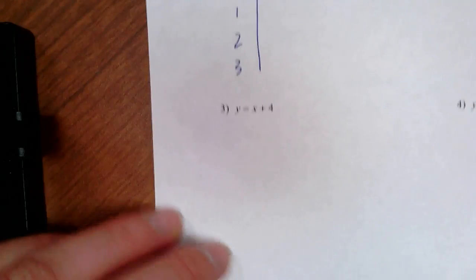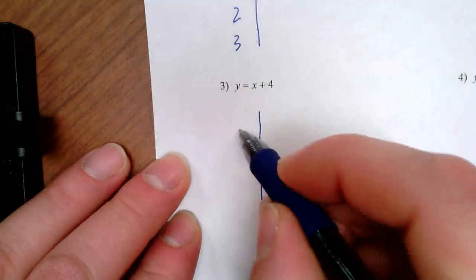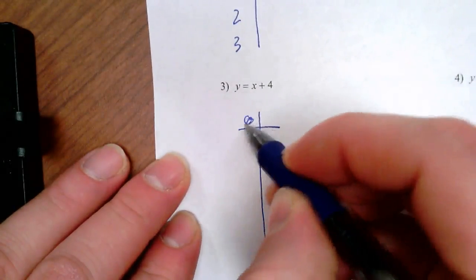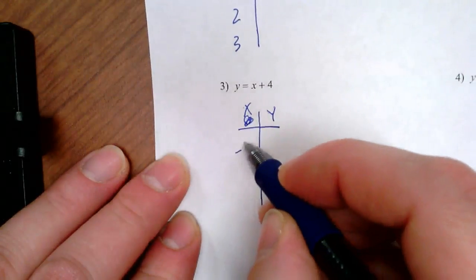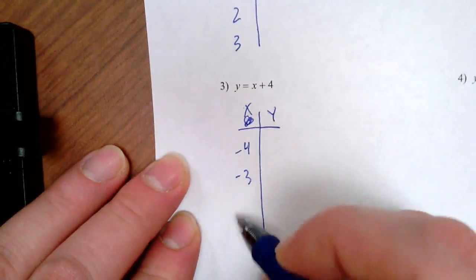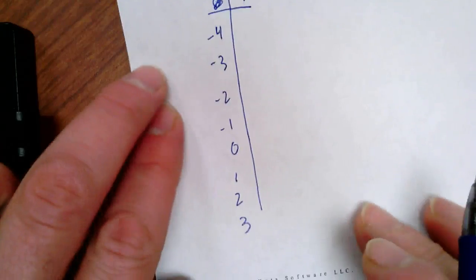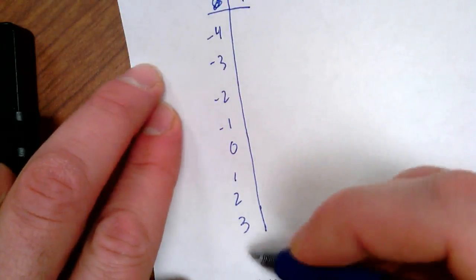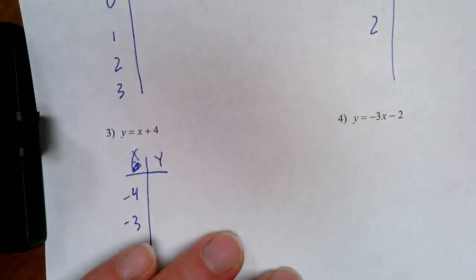Going down here, we'll set ourselves up. X and Y. Let's go -4, -3, -2, -1, 0, 1, 2, 3. After that, we'll run out of space. Oh, let's put a 4 in there. There we go, 4.